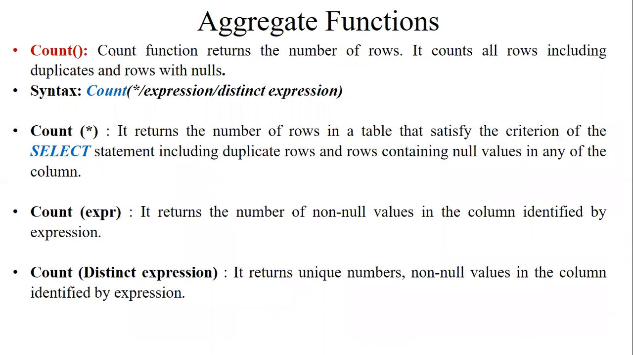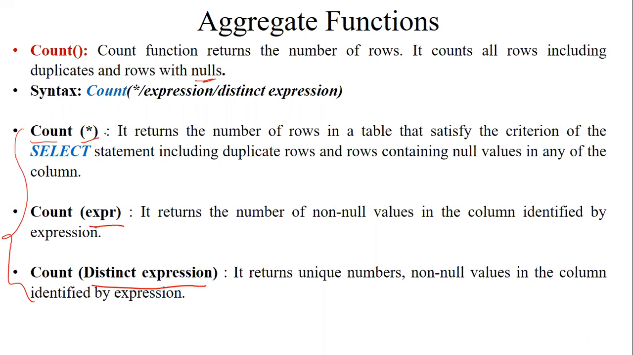Next, count. Count basically counts the number of rows. It counts all rows including duplicates and rows with null values, and it will not ignore the null values. So whenever you are going to count the number of rows in a table, you can directly use this count function. You can use count asterisk, count expression, and count distinct. So there are 3 variants of the count function.